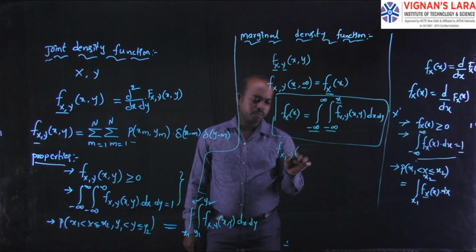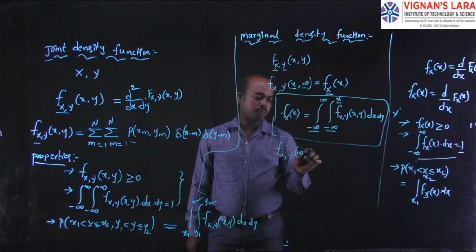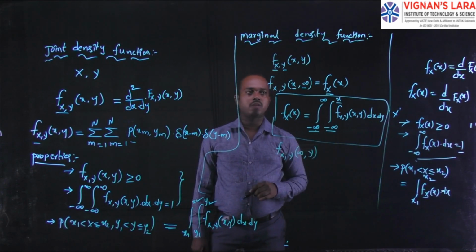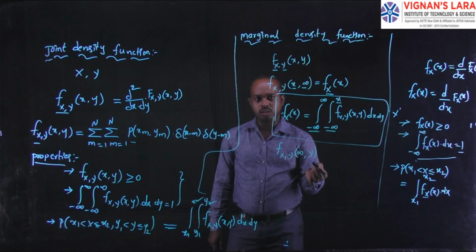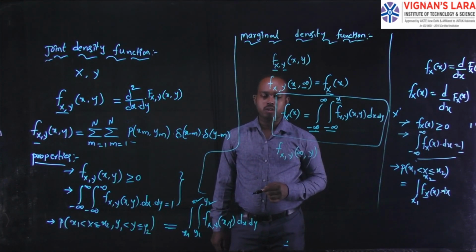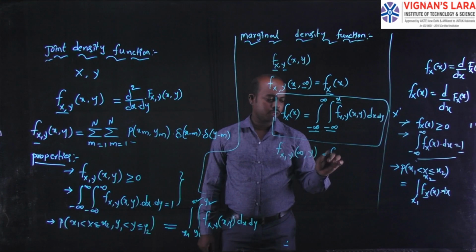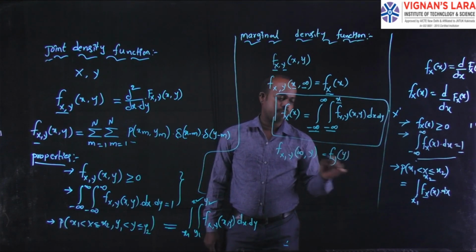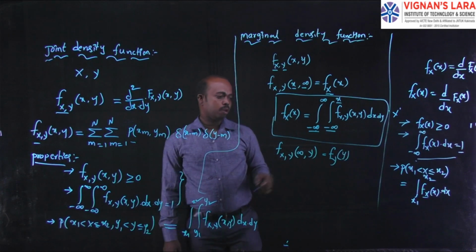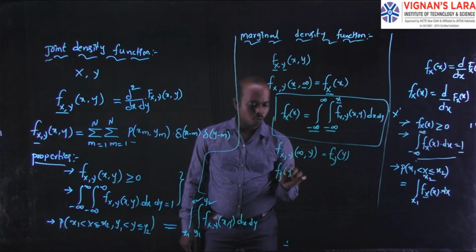F of x comma y, the x position we are filling with infinite and y is a normal value. We can make this x value infinite. We can obtain the random variable y density function. We call it the marginal density function of random variable y. We write it as f of y. The formula for this is f of y.